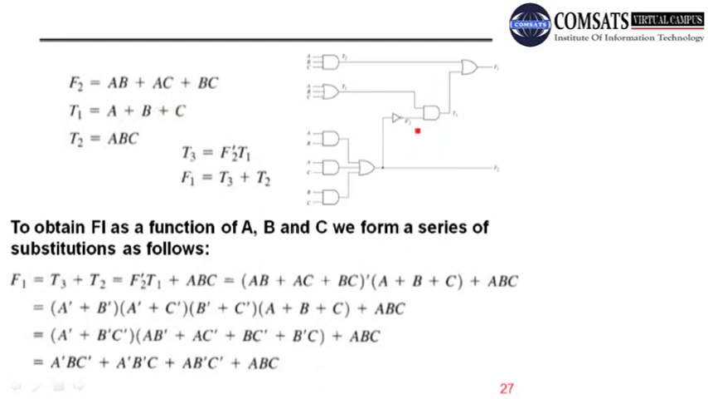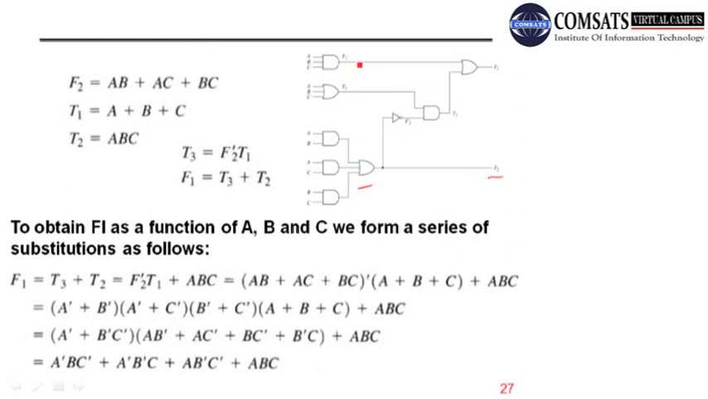And then we have F2. Here we have F2, and this is F2 bar. So we have AB, AC and BC, and they are ORed by this OR gate. Then we have to calculate T3. You can see that we have this sort of level, and then we move to the next level.